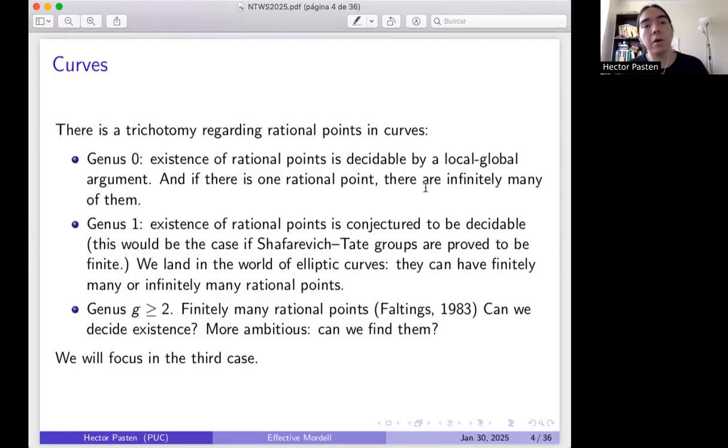For genus 1 curves, the story is a little bit more complicated. The existence of rational points cannot be tested by a local-global principle, but we expect this to fail in a finite way. There is a group measuring the failure of the local-global principle for genus 1 curves. This is the Tate-Shafarevich group, and we expect this group to be finite. If so, then we can decide the existence of rational points on genus 1 curves. And if you have a rational point on a genus 1 curve, then you have an elliptic curve over the rational numbers.